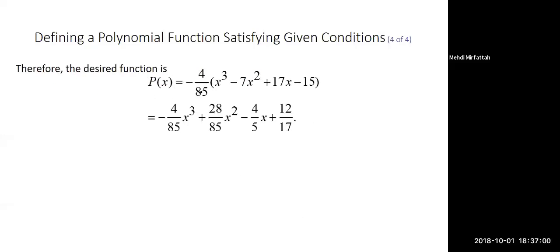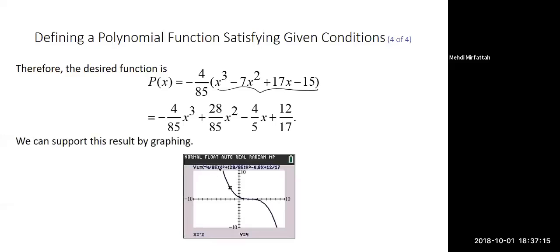So therefore, my p of x would be, instead of a, I'm going to put minus 4 over 85 times what we calculated before. If I distribute this, I would get my p of x in that form. And we can easily check our graph using our graphing calculator.